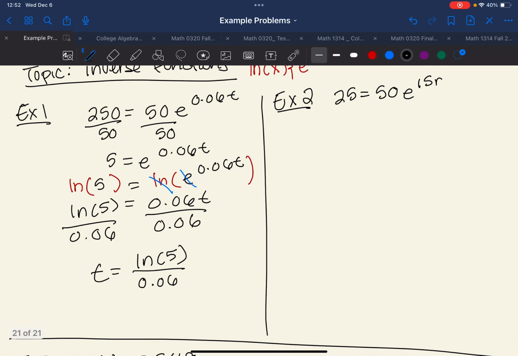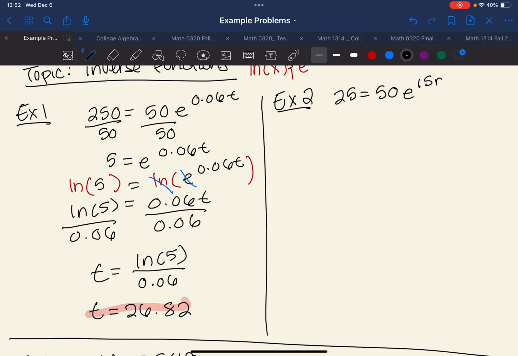If you use your calculator and take the natural log of 5, you get a number, and that number is 1.609, and so on. Then you can take that and divide it by 0.06, and we get the decimal t is equal to 26.82. I'm just going to round to 2 decimal places here.